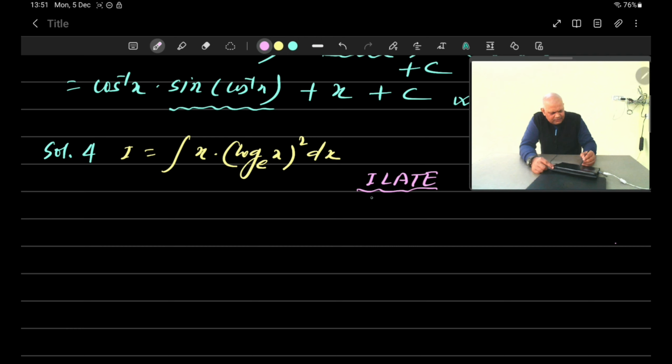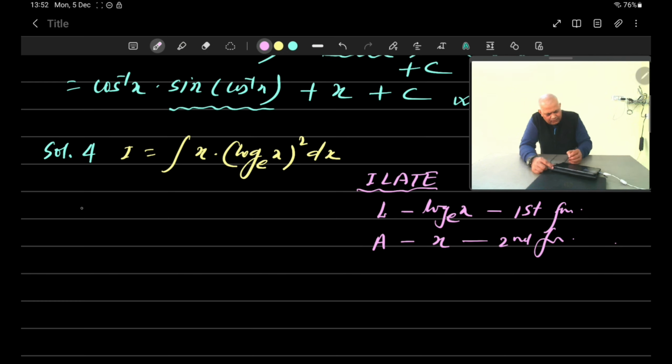Just see here, the logarithm is L and this is the algebra. So the logarithm log x in this question comes before the algebra, so this is the first function for you, and the algebraic one, x, is the second function. So now the integration will be (log x) whole squared as the first function, x times dx. Write it down once again, this is a complicated one.